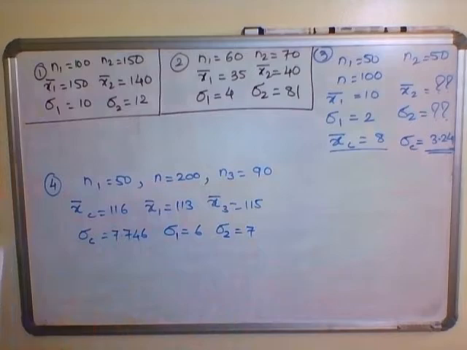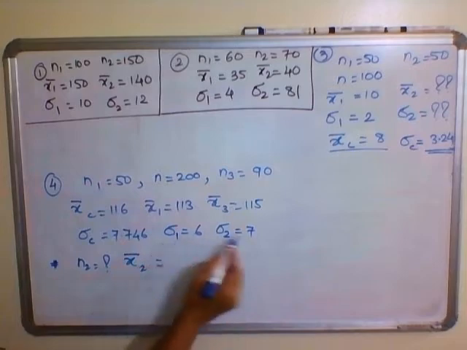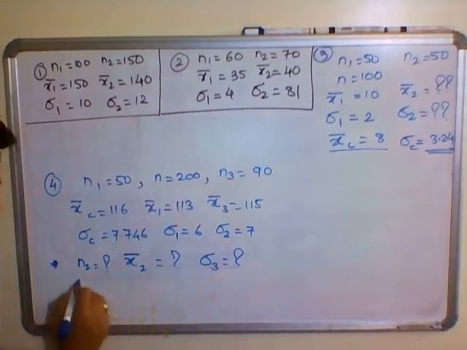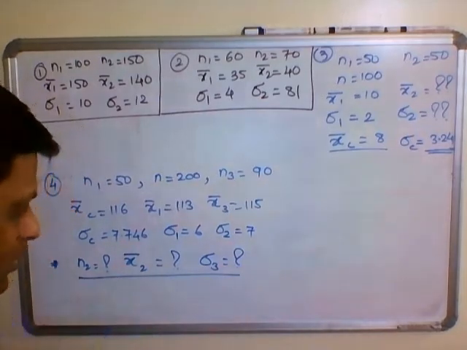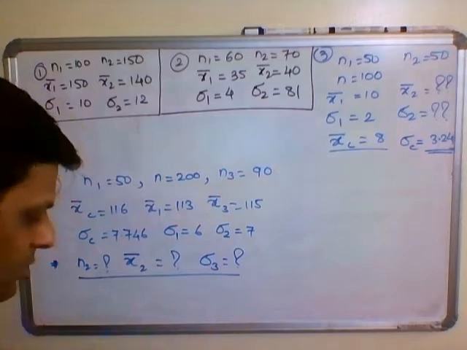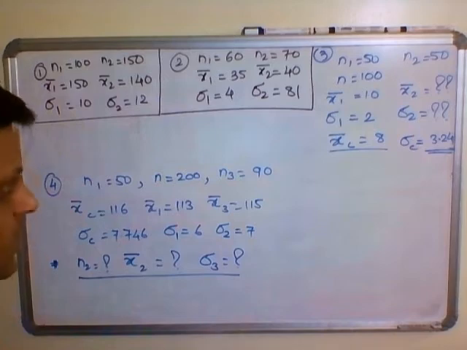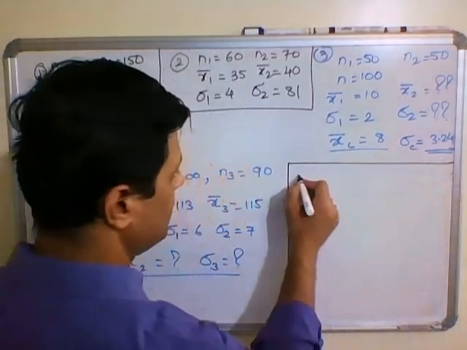What is to be calculated here? You will understand n2 is missing. Then what else is missing? Average of the second data set is missing, and standard deviation of the third data set is missing. So these three are the unknown quantities. Find these values and check them against the answers which I am going to give you just now. So I will be giving the answer key here for you to verify.